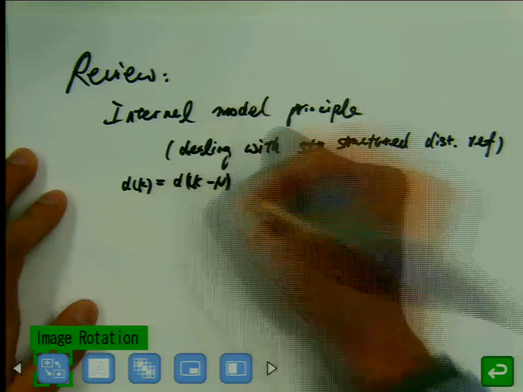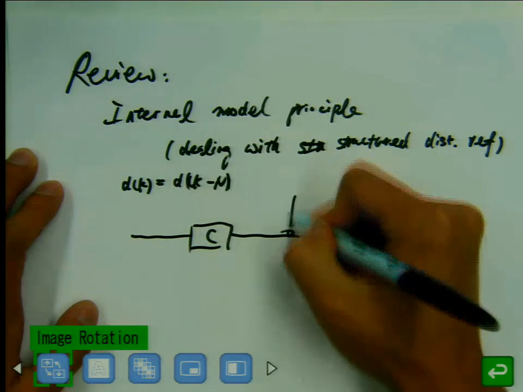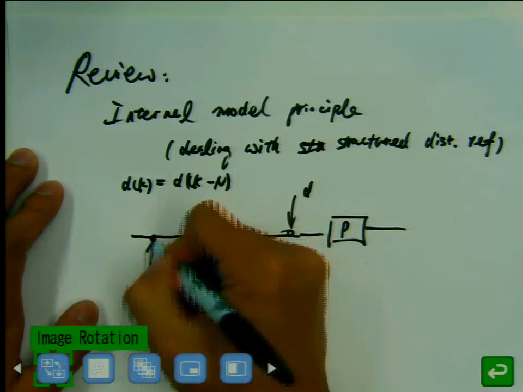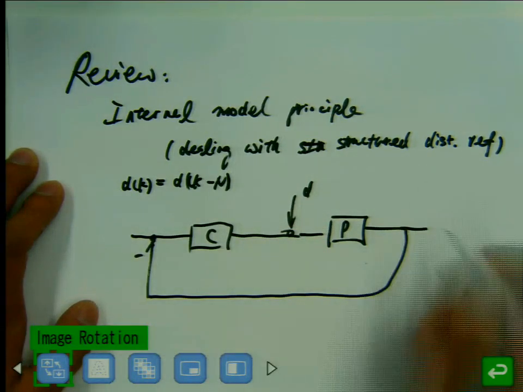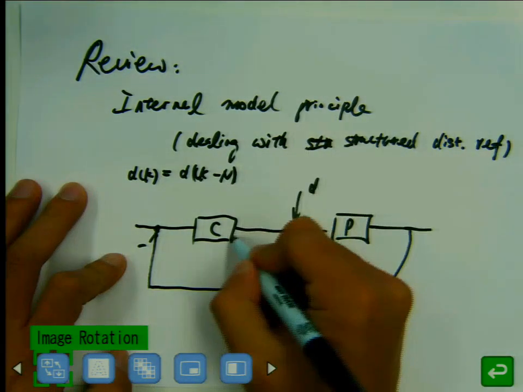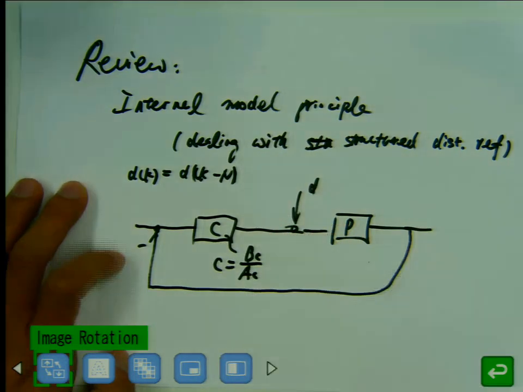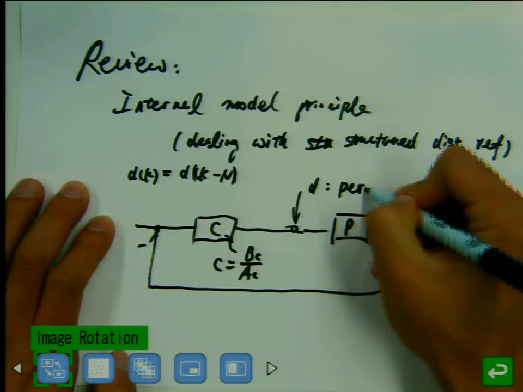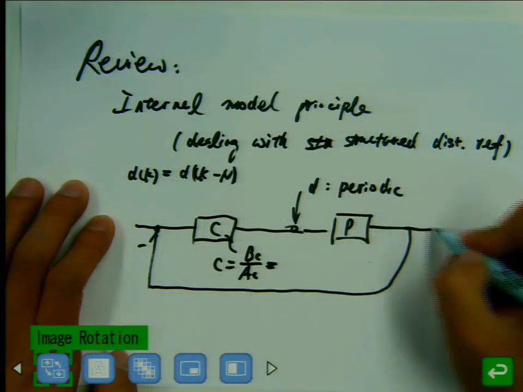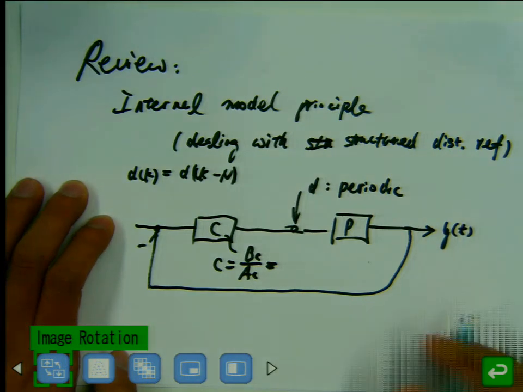A particular case is this periodic disturbance. And we said if the disturbance has this periodic structure, then what this feedback controller has to do is to include, if I write C as BC over AC, and this is periodic, then a condition for this output, let me use the discrete time case.